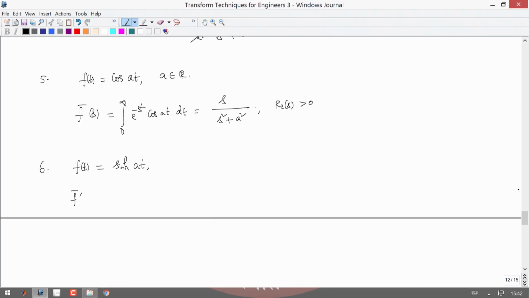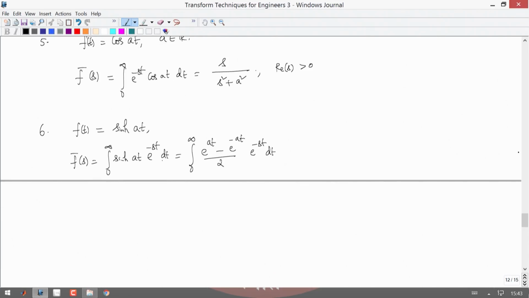So, f bar of s, if you do the calculations routinely, is integral 0 to infinity of sine hyperbolic a t times e power minus s t dt, that is, e power a t minus e power minus a t divided by 2 times e power minus s t dt. I will write directly: 1 by 2 times 1 by s minus a minus 1 by s plus a. So, this will give me s plus a minus s plus a over s square minus a square. So, you have 2a, and the 2 cancels with the denominator 2, so you end up with a divided by s square minus a square. The real part of s is bigger than a.